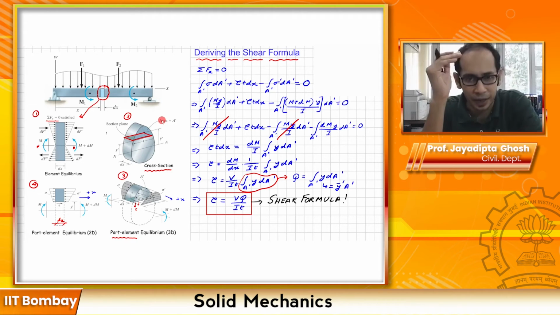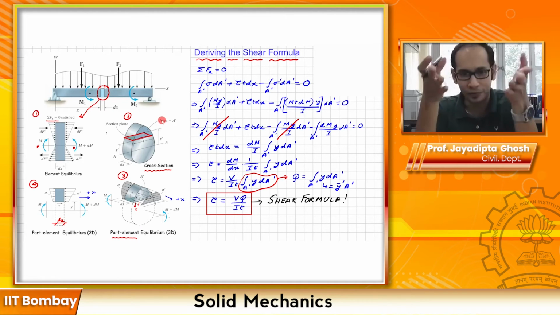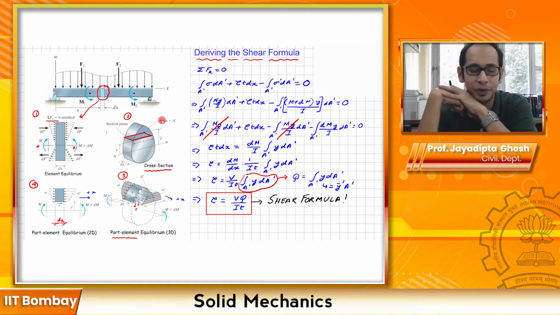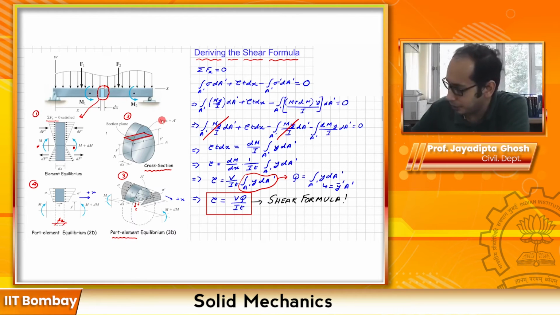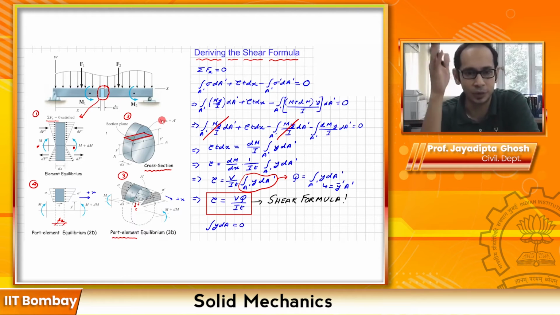So it is the product of the area above the section you are looking at times the distance of the centroid of that area from the neutral axis. Now, a very interesting observation is that when we had derived pure bending, remember how we proved that the neutral axis coincides with the centroid? That particular thing was that the integral of y dA was equal to 0 for the entire section. This is how we proved that your neutral axis coincides with the centroid.